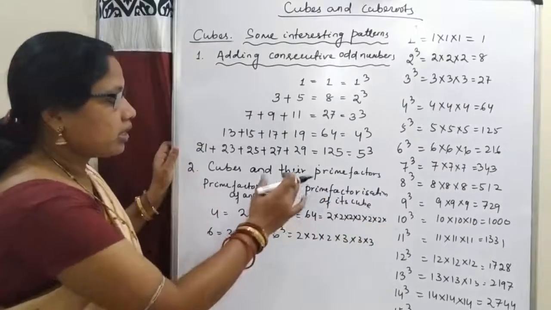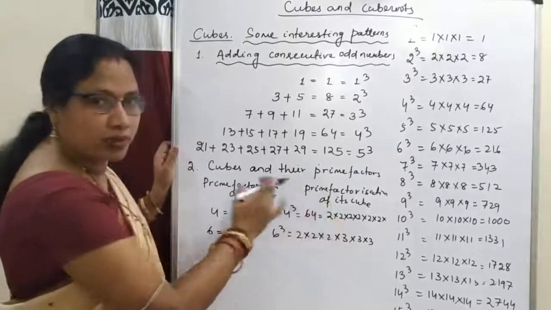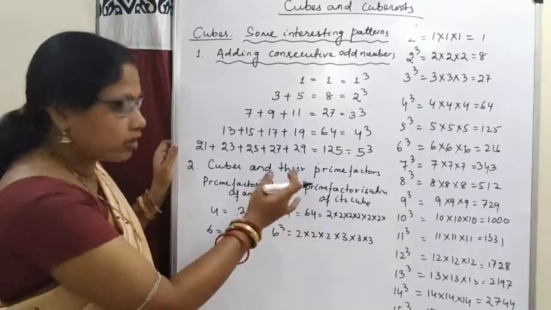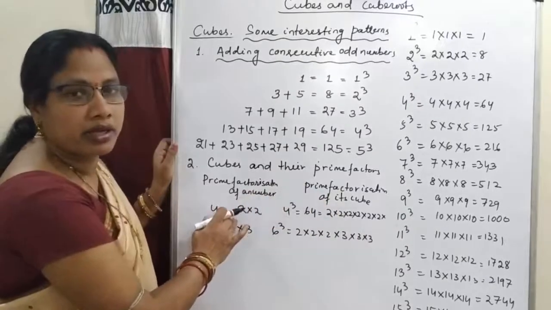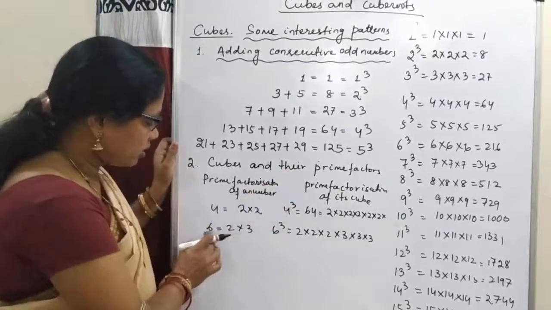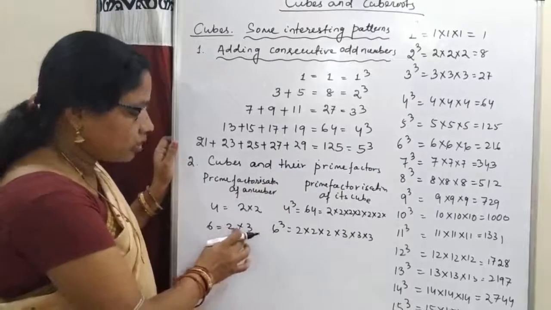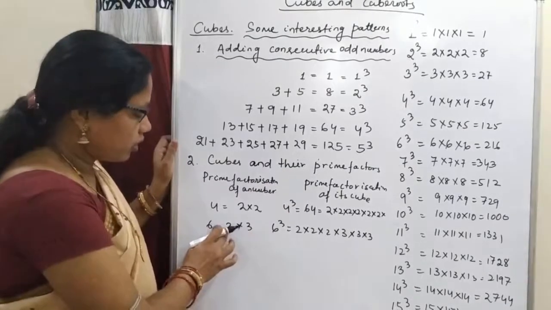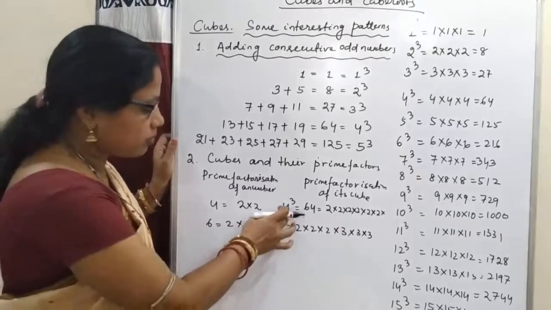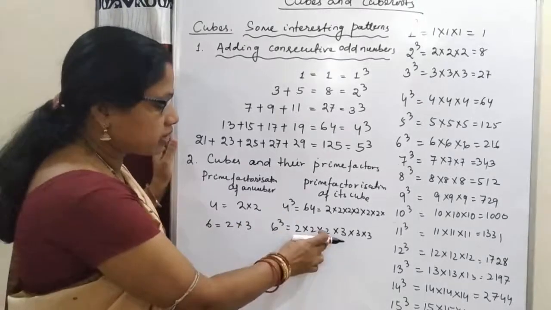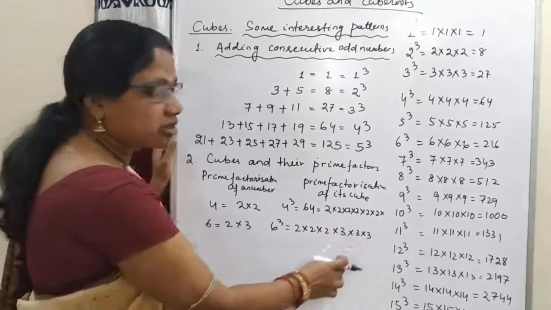That means in the cube of a number, each prime factor occurs 3 times the number of times it occurs in the number itself. So here the factorization of 6 is 2 multiplied with 3, but in its cube, 6 to the power 3, 2 occurs 3 times and 3 occurs 3 times.